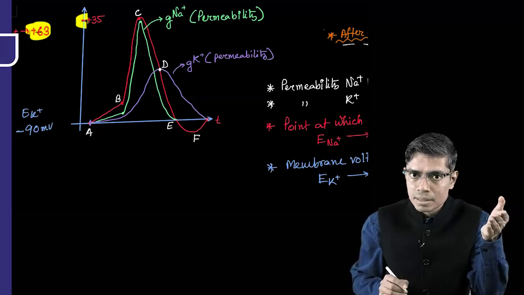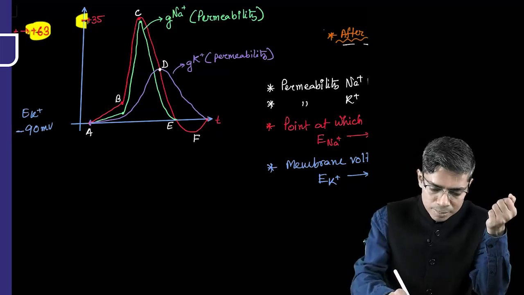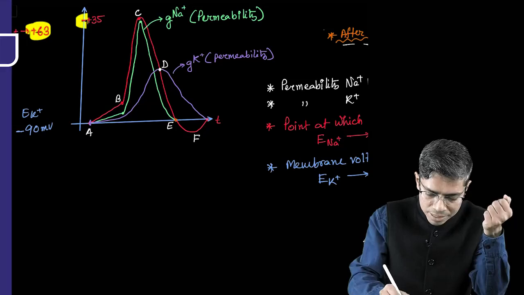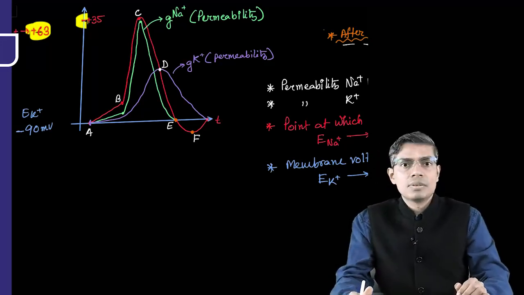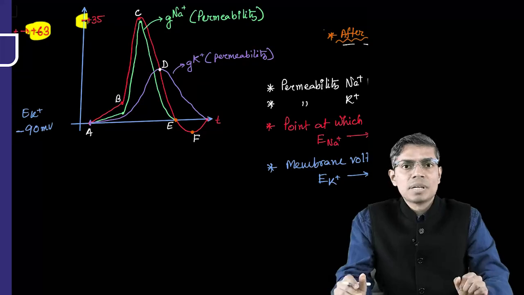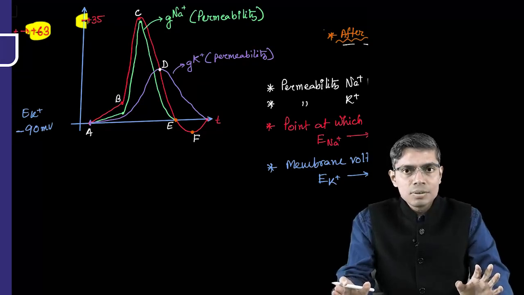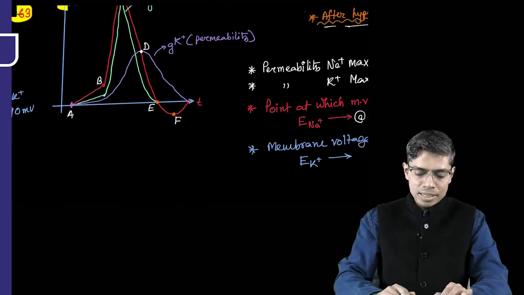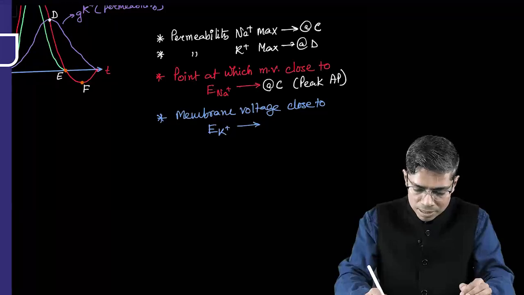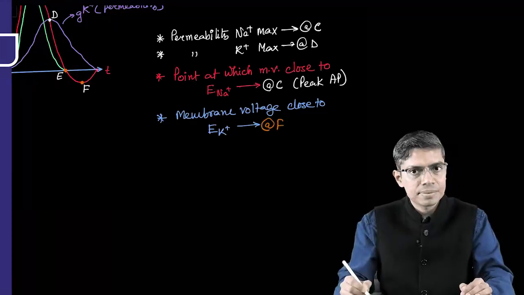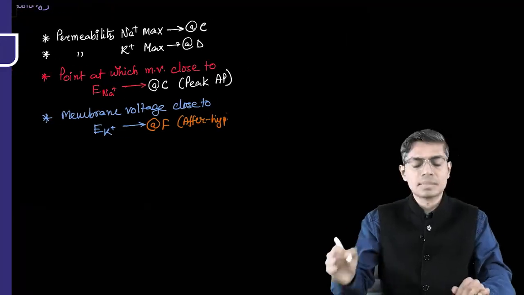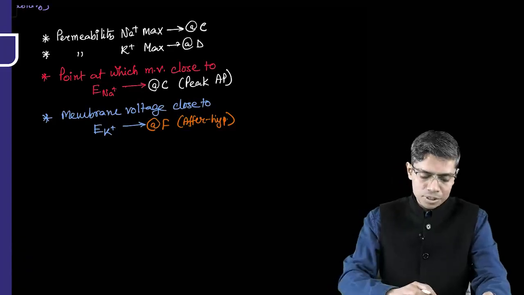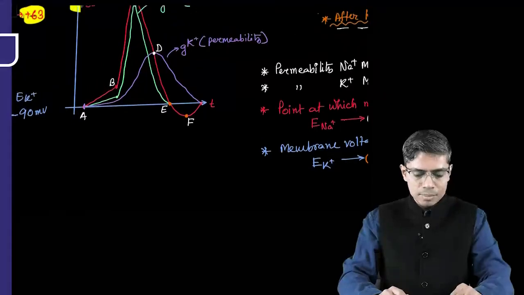Maximum negative means hyperpolarization. If I follow this, this is minus 70, and this point number F is more negative than minus 70. It may be minus 75, maybe close to minus 80. It will never go up to minus 90. So again, if the question is the point at which it is close to the equilibrium potential of potassium, the answer is point number F, which is nothing but the after hyperpolarization part of the action potential, right? Those are four questions.